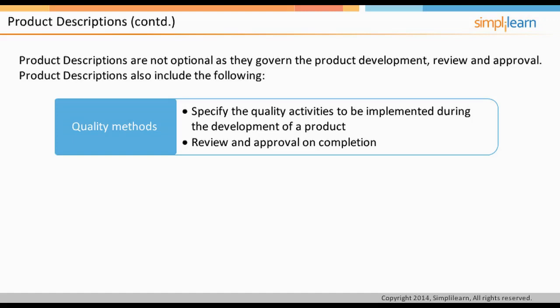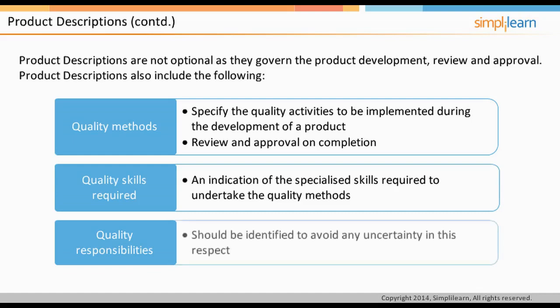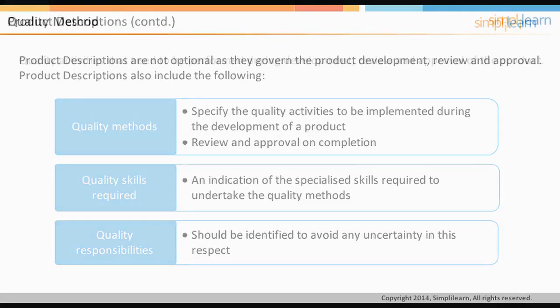Two other sections of a product description are quality skills required and quality responsibilities. While quality skills required are an indication of the specialized skills required to undertake the quality methods, quality responsibilities for a particular product should also be identified to avoid any uncertainty in this respect. Product descriptions are not optional as they govern the development of the products and their subsequent review and approval. In the next screen, we will understand the concept of quality method.